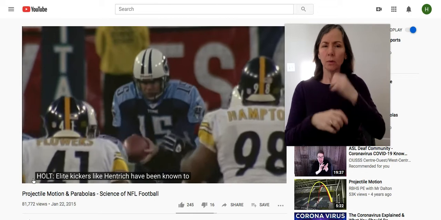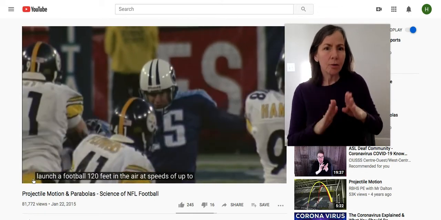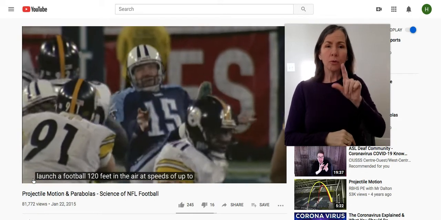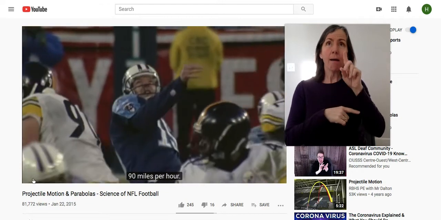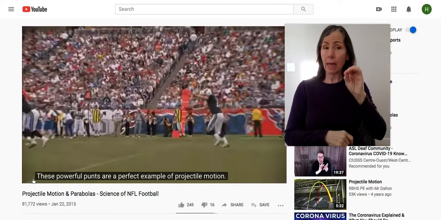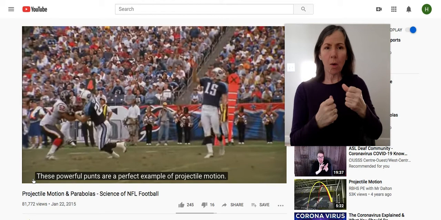Elite kickers like Hendrick have been known to launch a football 120 feet in the air at speeds of up to 90 miles per hour. These powerful punts are a perfect example of projectile motion.